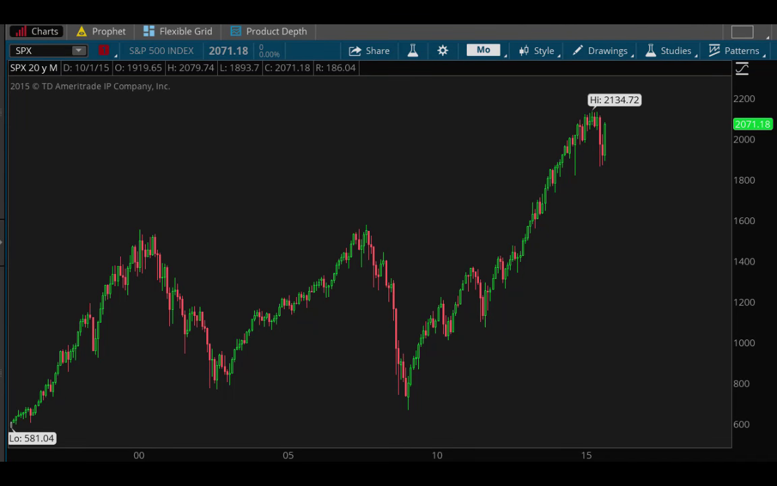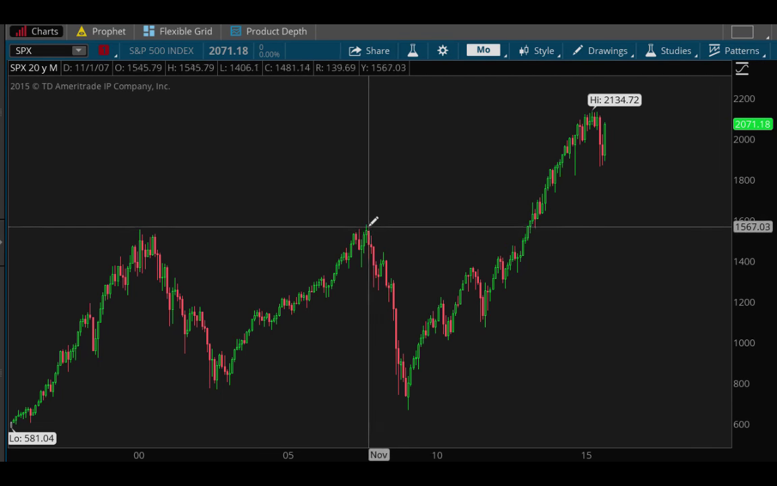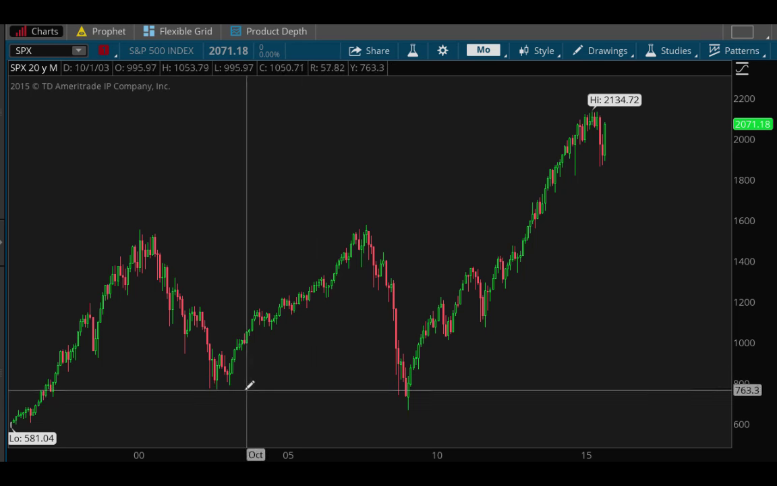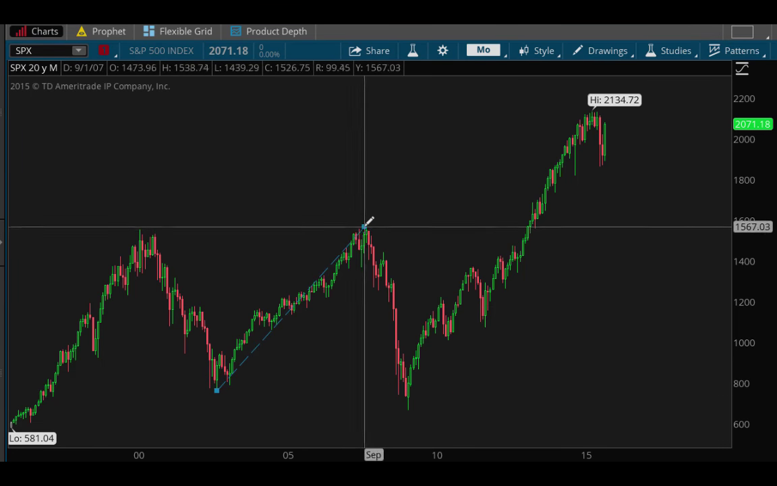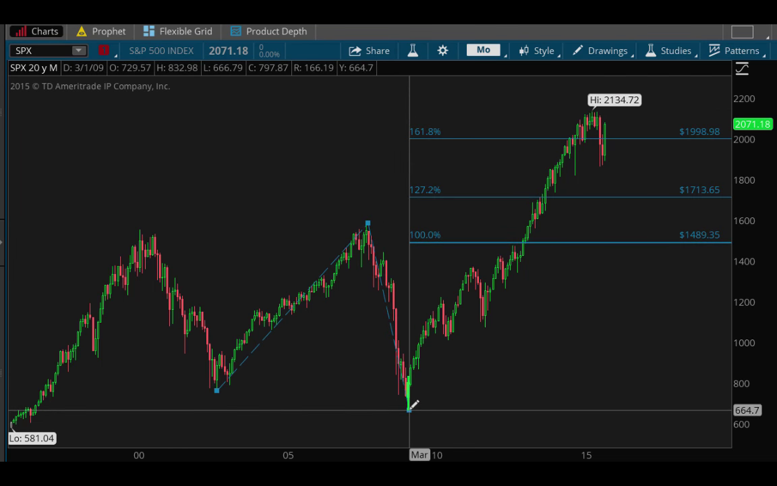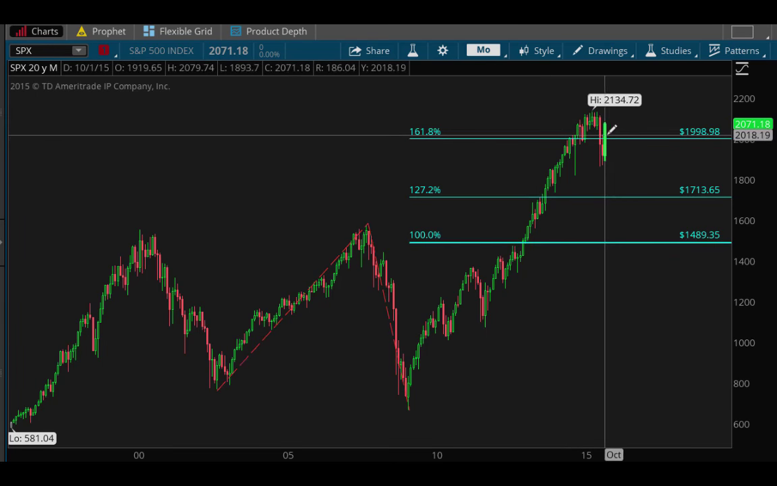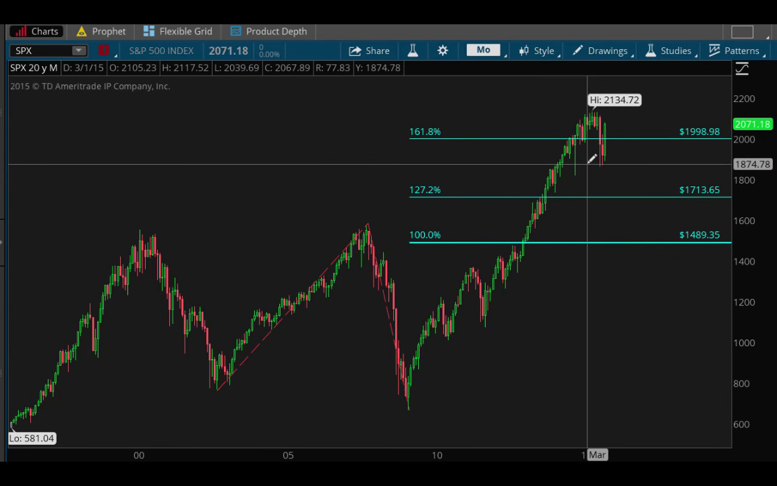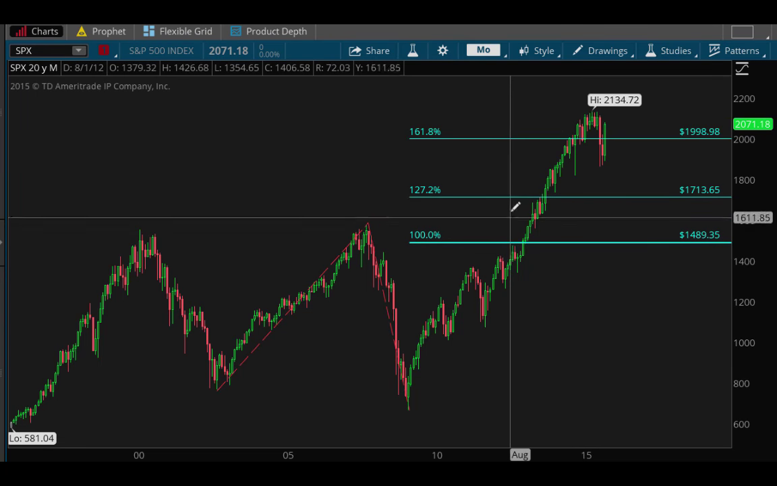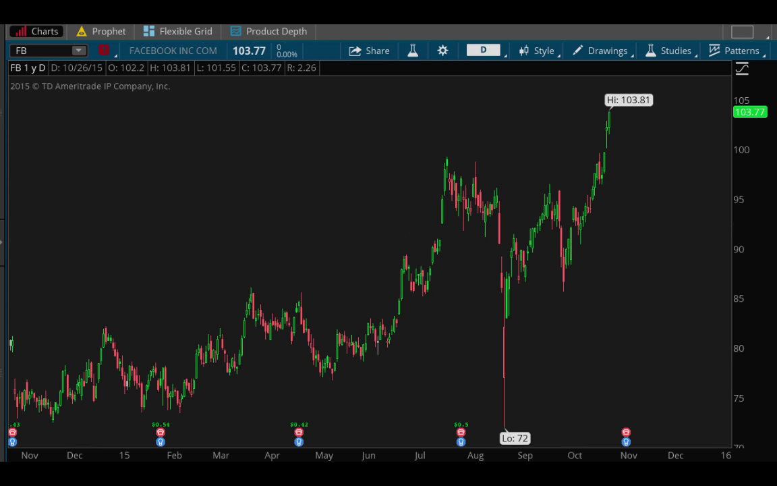In this lesson, I'm going to cover Fibonacci projections. In Thinkorswim, projections are actually called extensions. To use a projection, you're going to draw from A to B to C, and then there'll be an extension or a projection to D. For projections, we usually use the 100, the 127.2, and the 161.8. Projections are good because they allow you to find symmetry.